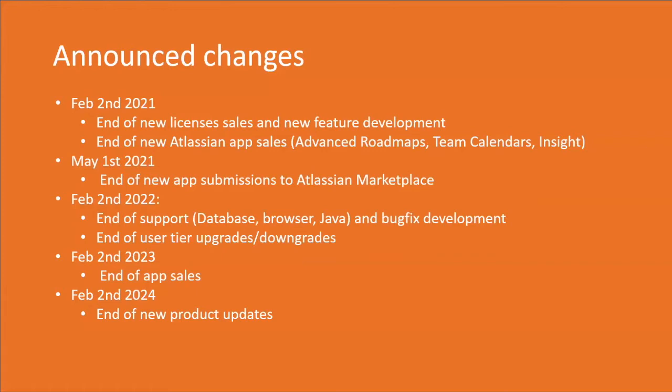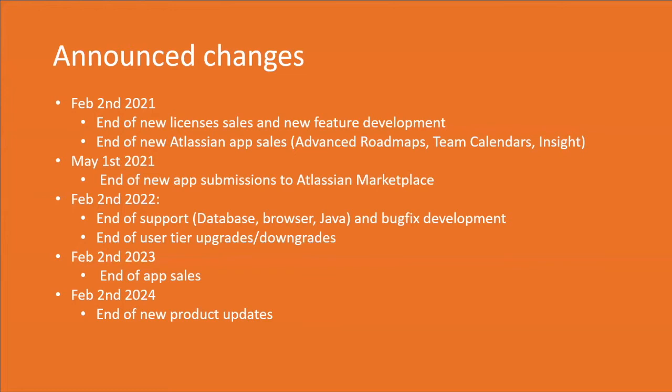Of course, Atlassian will try to supply you with various bug fixes and patches for critical security breaches and vulnerabilities. Other application upgrades and downgrades will stop on February 2nd, 2022, which means that you won't be able to either upgrade or downgrade your instance.